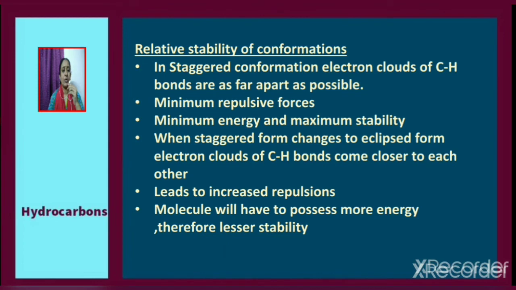Relative stability of conformations. In the staggered conformation, electron clouds of carbon-hydrogen bonds are as far apart as possible. So there will be minimum repulsive forces, minimum energy, and hence maximum stability. So the staggered conformation is most stable. When the staggered form changes to the eclipsed form, electron clouds of C-H bonds come closer to each other. This leads to increased repulsions, so the molecule will have to possess more energy and therefore it will be less stable.